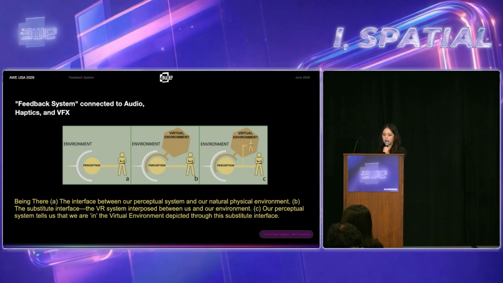So think about it this way. Normally, our perceptual system sits directly between us and the physical world, so we hear and touch reality with nothing in between. But in VR, we slip a substitution interface into the gap: the headset, the controller, the system. And here's the magic. When the substitute is good enough, our perceptual system stops noticing there's an edit at all. It simply reports that we're actually in that virtual environment.